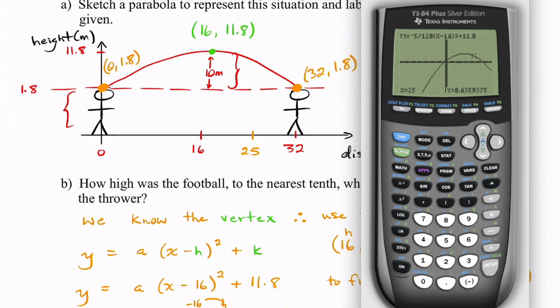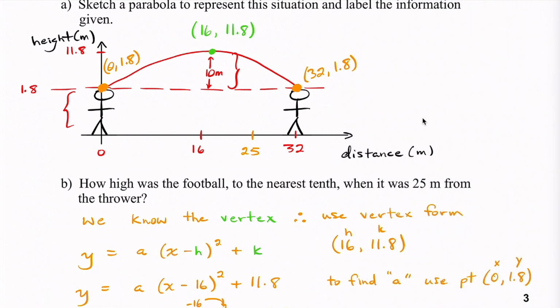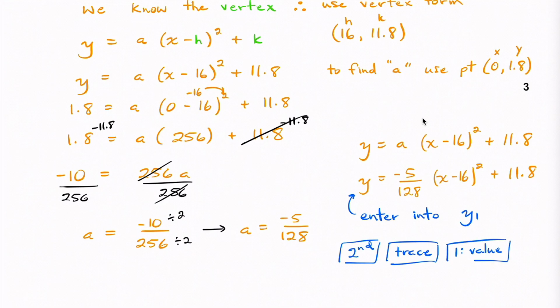Okay, and then just to double check that, we said we knew it had to be more than 1.8 because it's higher than that. That's how tall we are. And we knew it also had to be less than the max height, which was 11.8. Okay, so 8.6, that would make sense. So let's write that down below here. And I'm also just going to write out our steps here first. So our buttons were these. We click second, then we click trace, then we click number 1, it was for a value, and then we did when x was equal to 25.